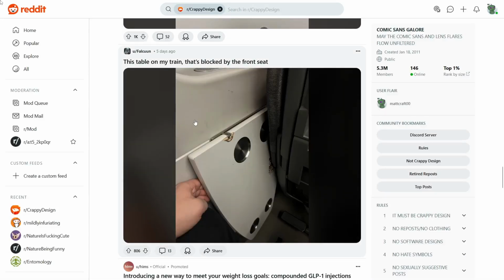This table on my train that's blocked by the front seat. Yeah. Let's be honest though, the fact that you're on a train, did you really expect you'd get a table? Now if it did say that on the rating, that's bullshit. But did you really think you were gonna get a table? Trains are shitty anyway, and Amtrak is incredibly shitty. So, I mean, you just gotta learn to deal with it.